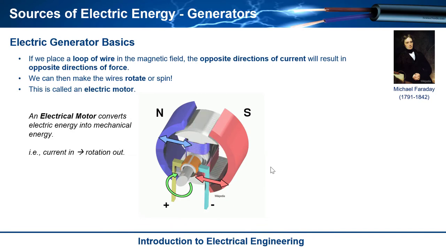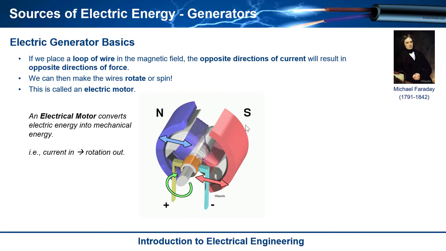And so the term electric motor is a device that converts electric energy into mechanical energy. In its simplest form, it is current in. So we put electrical current in and we get rotation out. And that rotation comes from this whole property of electromagnetic interaction and the force that is exhibited on a charge that is moving.